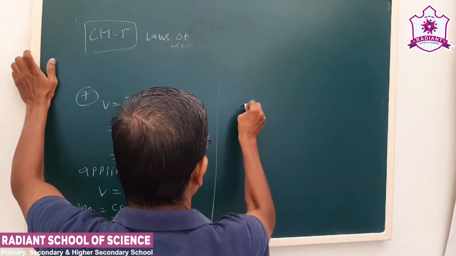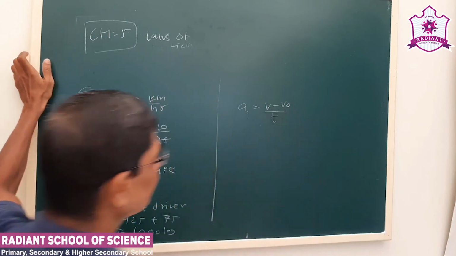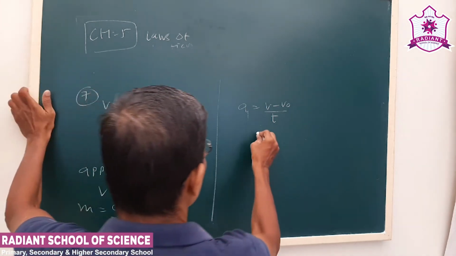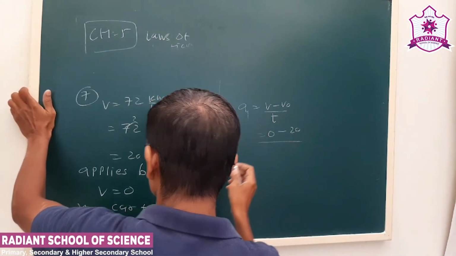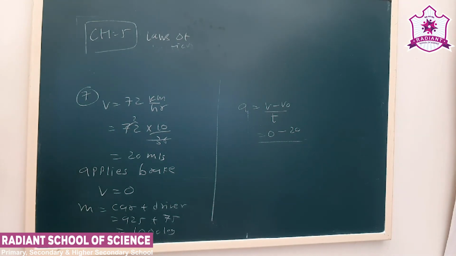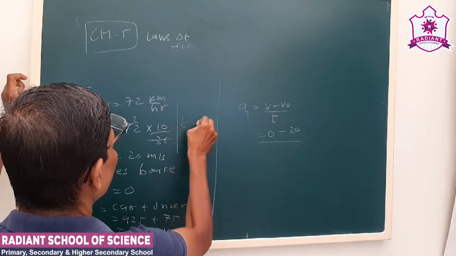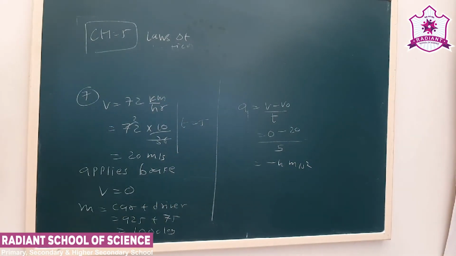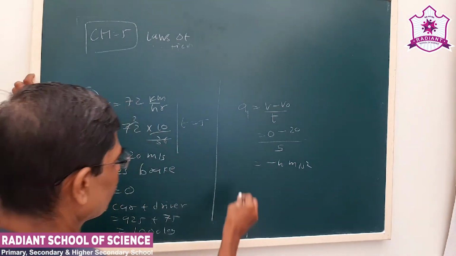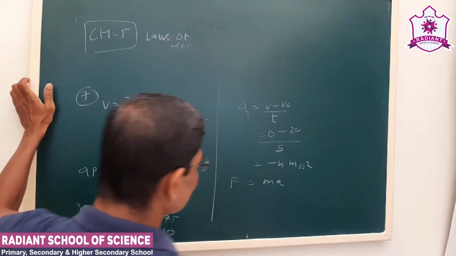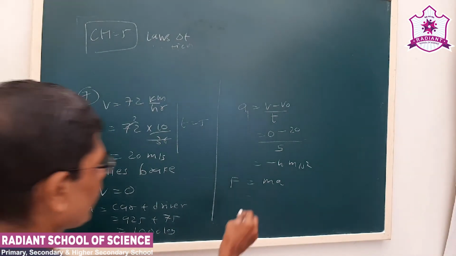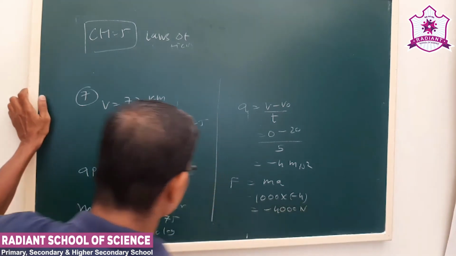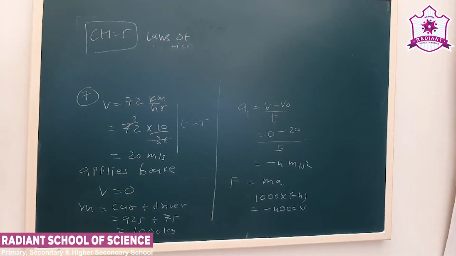Now see here, acceleration a is v minus v0 upon t. Now see here, when the brakes are applied, the vehicle stops, so that is retardation. Okay, time is given as 5 seconds. Okay, so the acceleration has become 20 upon 5, which is 4. Now force is a retarding force. See, the negative sign says retardation. See, this 1000 into 4, okay, the retarding force of 4000.